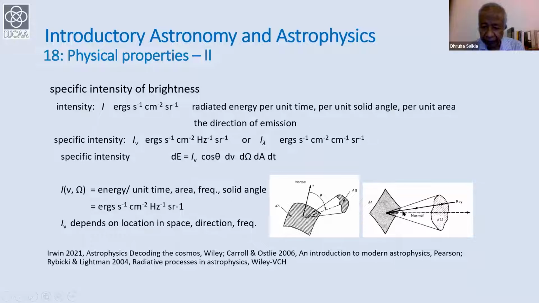The figure on the right just illustrates when it is normal to the line of sight, in which case theta is 0 and cos 0 is 1. One of the very standard books on radiative processes, which you can study later, is Rybicki and Lightman, Radiative Processes in Astrophysics. I've taken these two figures from there. But a lot of the discussion you'll find in Irwin as well as Carroll and Ostlie, which is your best practice.